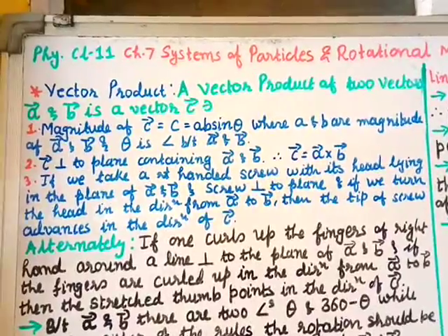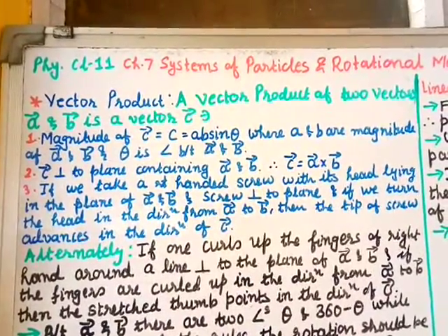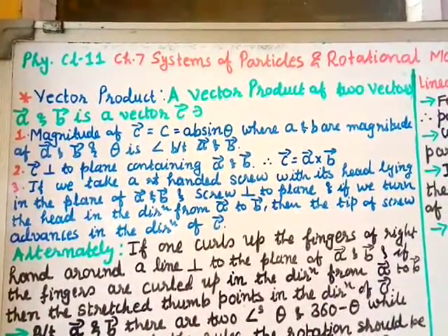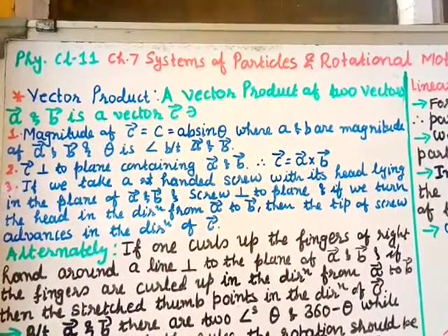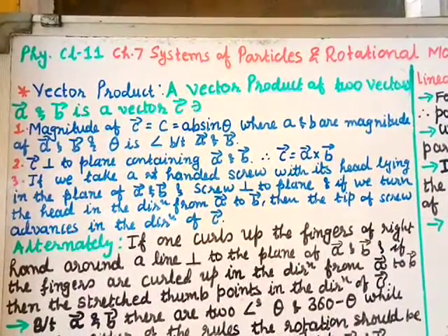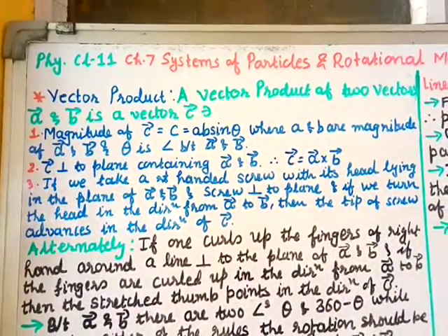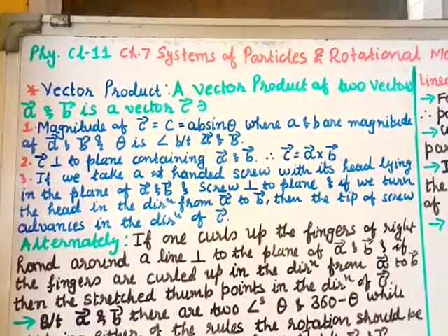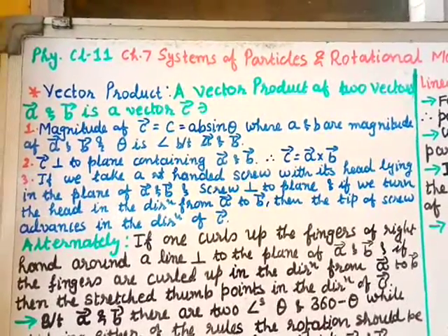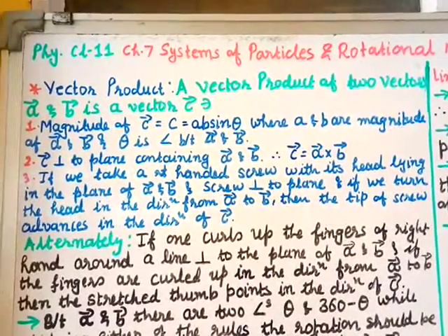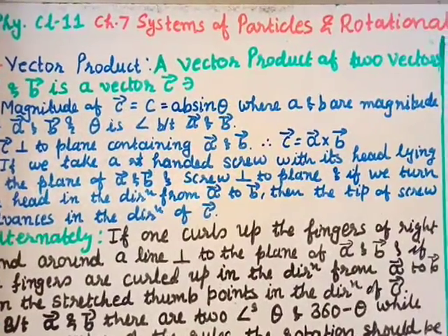Okay, when you do the cross product or the vector product of two vectors A and B, you are getting a third vector, which is again a vector, and it will have a different direction. We know that it is always perpendicular to A and B. Okay, the new vector will be perpendicular to A and B, but in which direction? So for that we use the right-hand screw rule.